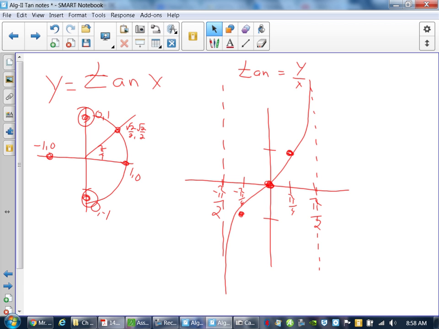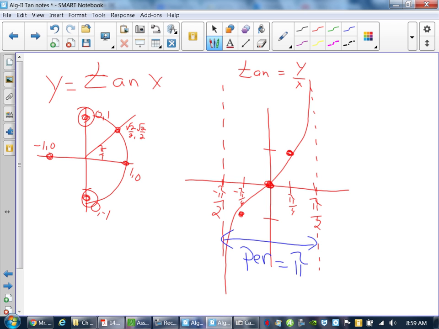Your asymptotes will always be placed at pi over 2 and negative pi over 2. How is it different? I could shift it and add a's and b's to it. But how far apart is pi over 2 and negative pi over 2? Pi. The distance between those two values will always stay the same. It'll always be pi apart. Whether or not you have a shift or anything else, the period for tangent is always pi. All right?